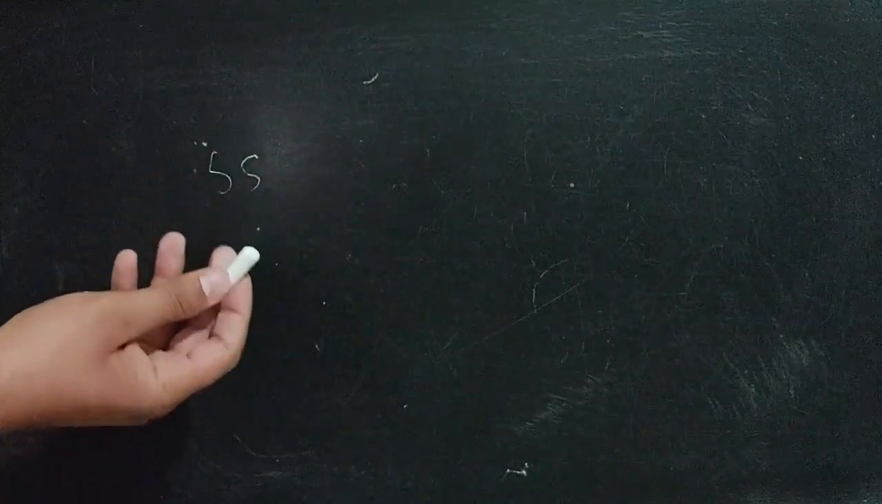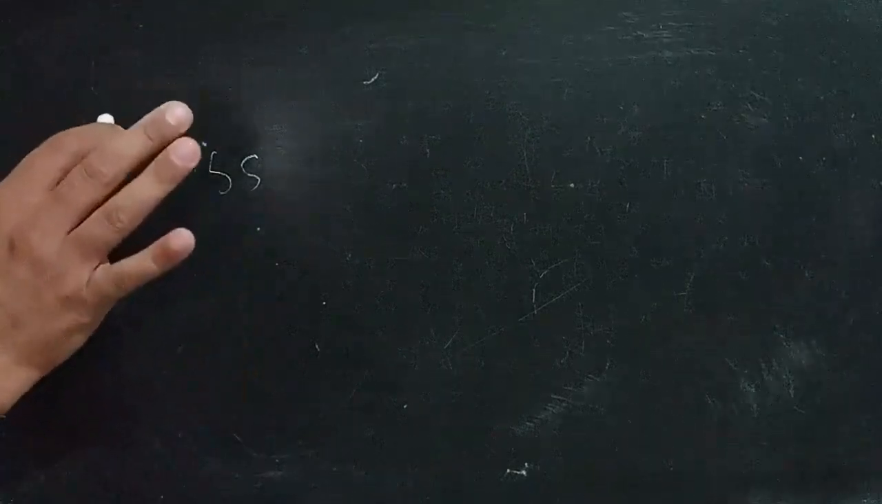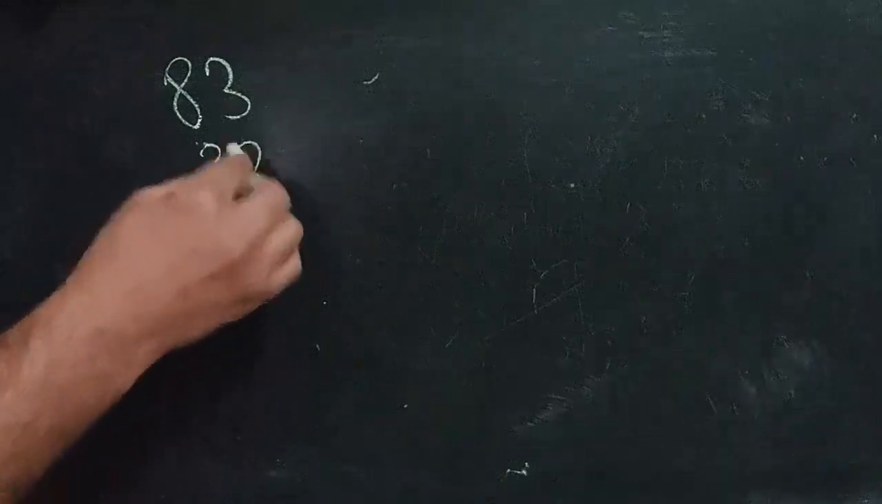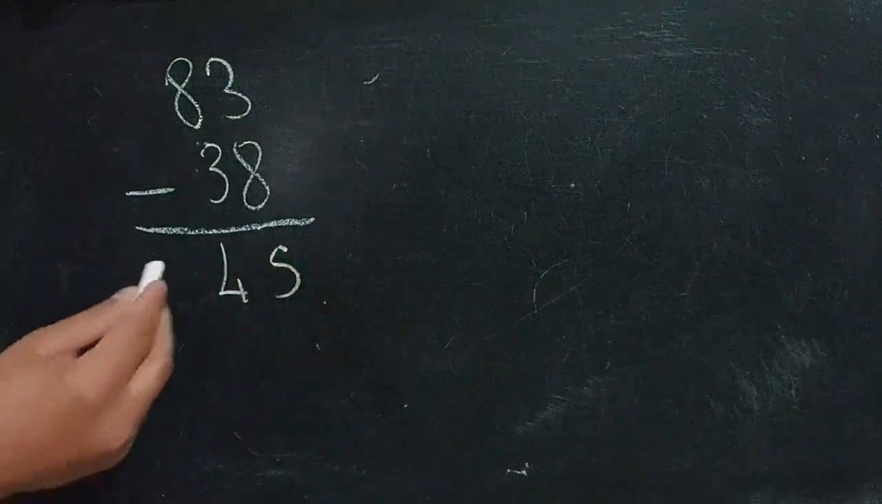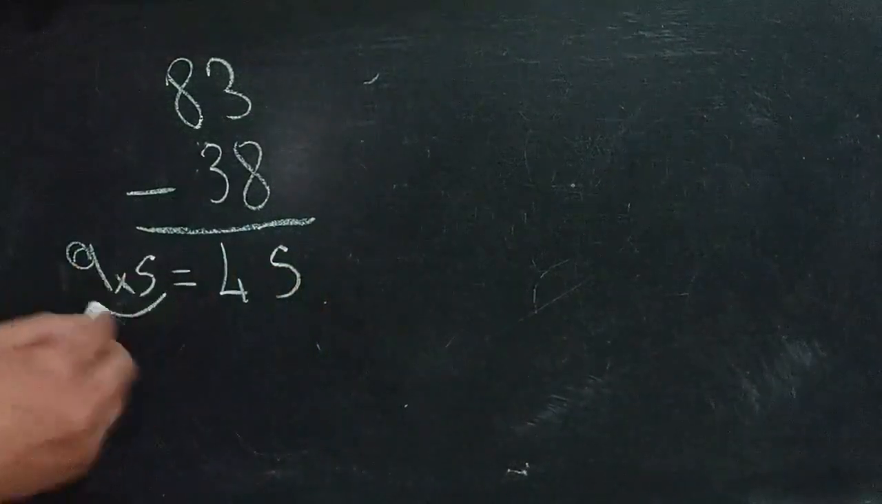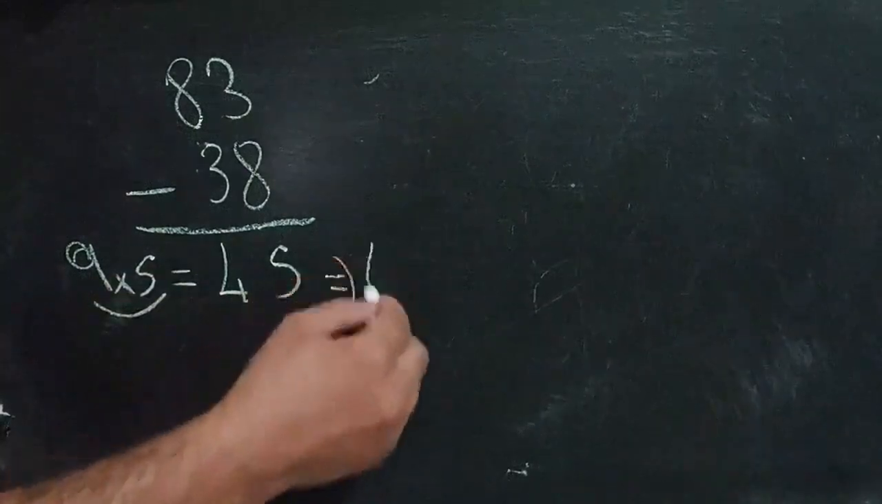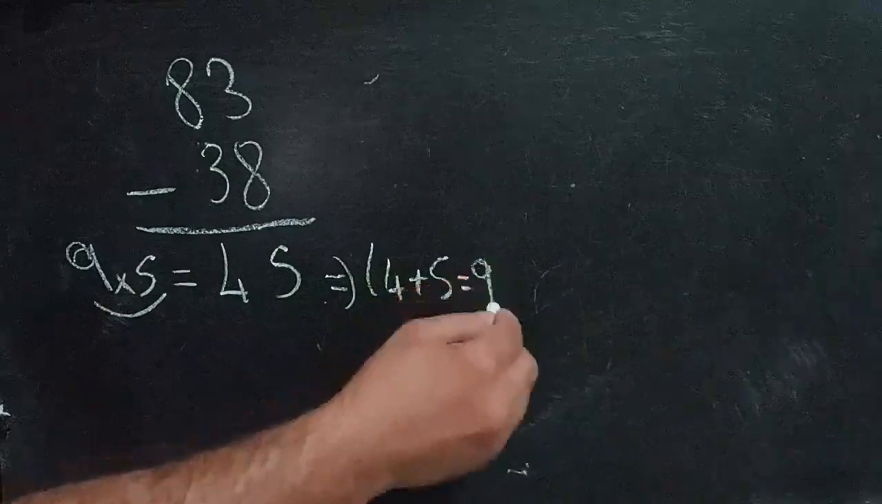So you can try any two-digit number, except if the digits are the same. That's going to be a problem. What do I mean? Like 55. When you reverse them, it's going to be 55 again. 55 minus 55 is going to be 0. So except those numbers, right? So let's have a look. Another example, like 83. Reverse them. That will be 38. Subtract, which is going to be 45. Isn't 45 9 times 5? And this one, 4 plus 5 will give you 9.